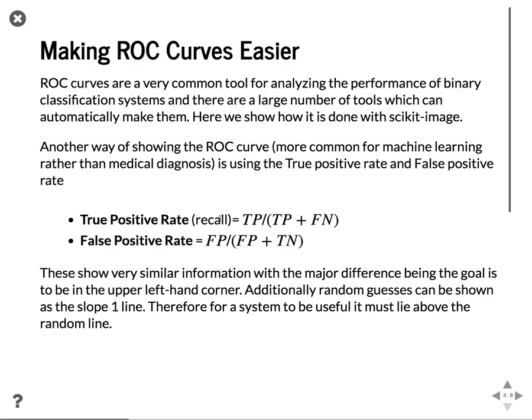And so what most of these tools have decided to use is not this original form of the ROC curve, but rather another form where instead of precision and recall, you have true positive rate, which is the same as recall, and then false positive rate. The only real difference is that your goal is to be in the upper left-hand corner. So you want a false positive rate of 0 and a true positive rate of 1, rather than the upper right-hand corner.